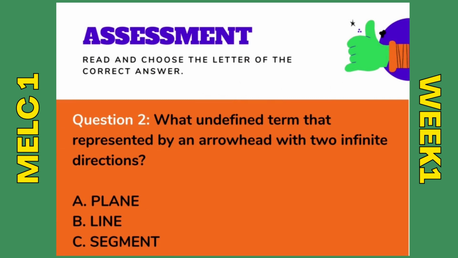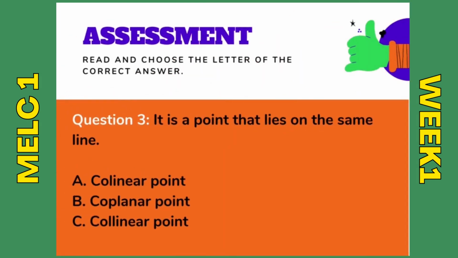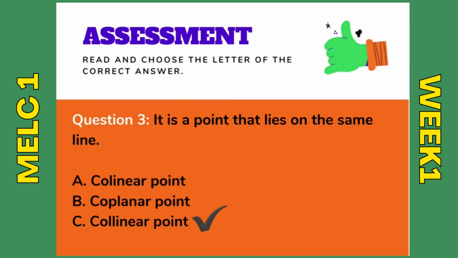Question 2. What undefined term is represented by a line with arrowheads showing 2 infinite directions? Your choices are A. Plane, B. Line, C. Segment. The correct answer is B. Line. Question 3. It is a point that lies on the same line. Your choices are A. Collinear point, B. Coplanar point, C. Collinear point. The correct answer is collinear point.